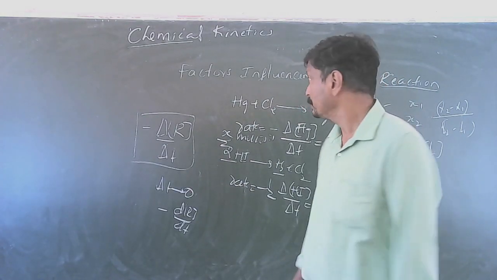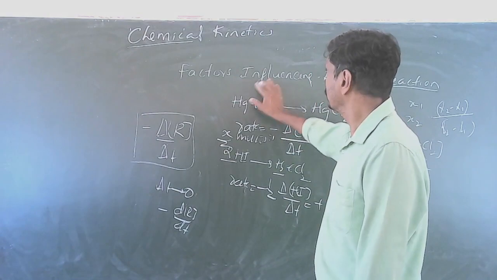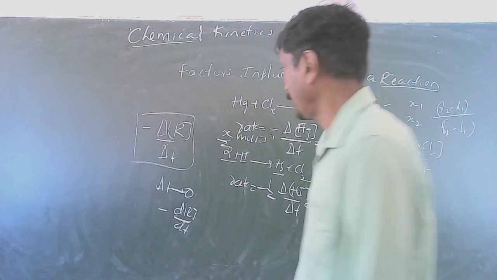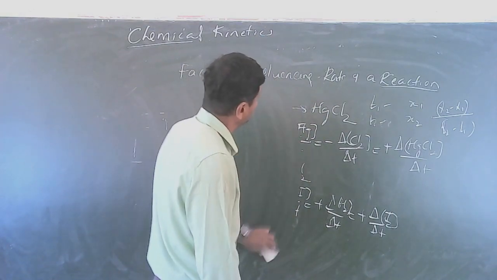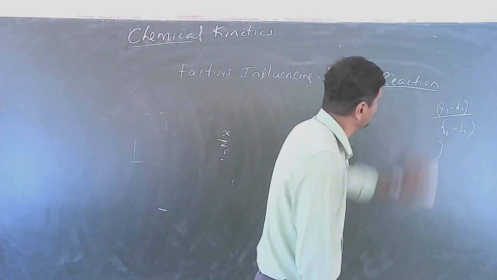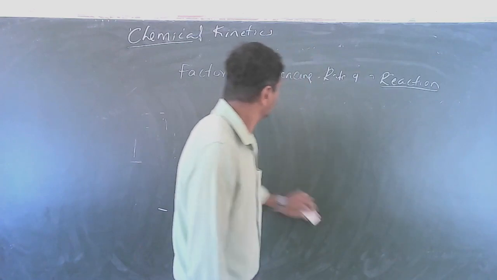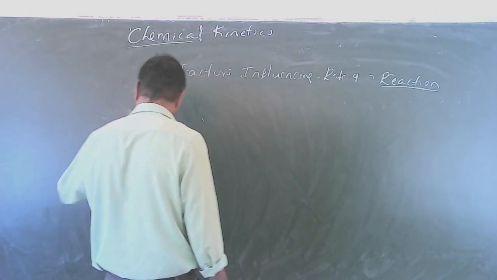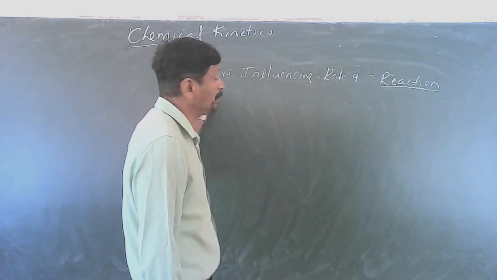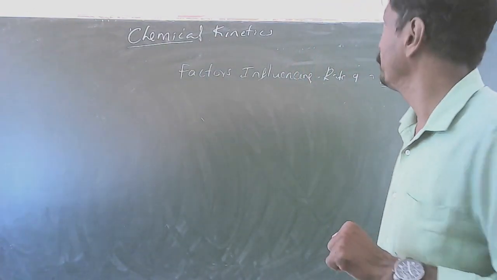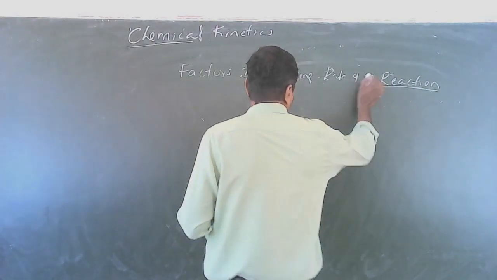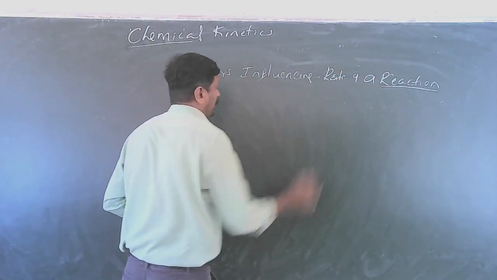After that, we shall move to another thing, the factors influencing the rate of the reaction. So, see, already in the study, what is chemical kinetics? Chemical kinetics deals with the rate of the reaction. And the second most important thing is the factors influencing the rate of reaction.